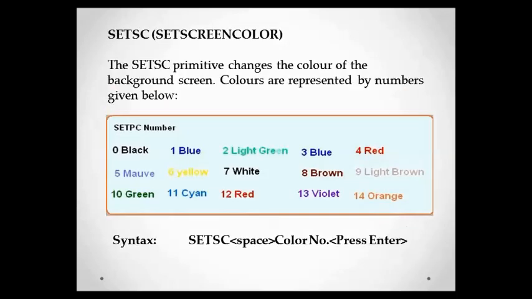The next command is set SC or set screen color. This command is used for changing the background color of the drawing. It means it will change the graphic screen color. The color codes are given here. These are the colors in which you can change your graphic screen.